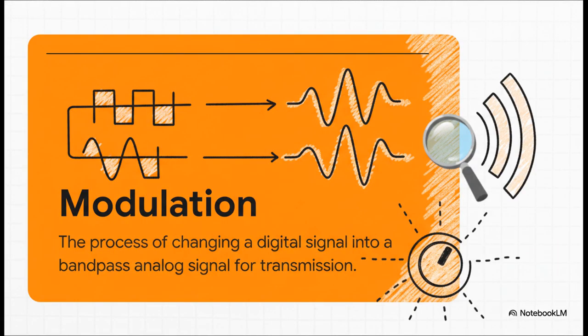And that process of turning those knobs, that's called modulation. It's this absolutely ingenious solution for getting our digital ones and zeros onto an analog radio wave. We take a nice, steady, predictable carrier wave, and we literally alter its shape. We modify its amplitude, or its frequency, or its phase to represent our digital information.